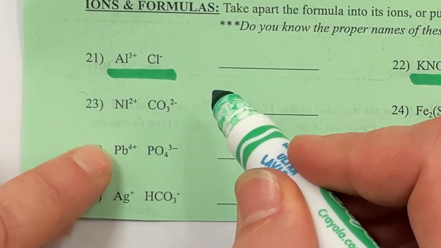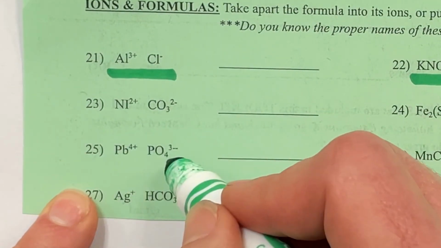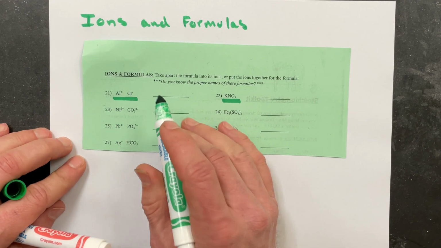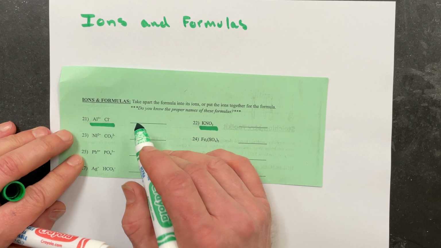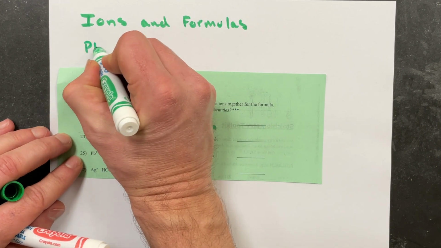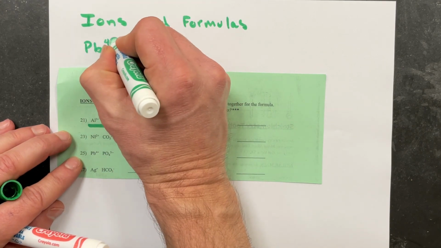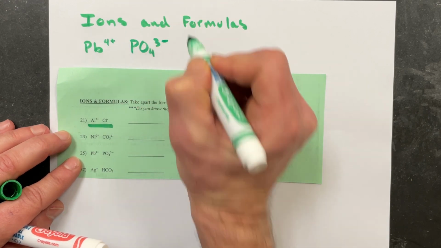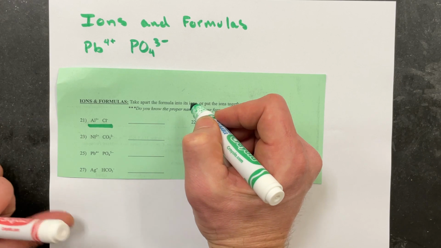Today we'll be looking at ions and formulas, and what would happen if you had these two ions. If I had lead and PO4 3-, which is called phosphate, how would that combine to make an ionic compound? So lead, Pb4+, and PO4 3-, how is that going to make an ionic compound?